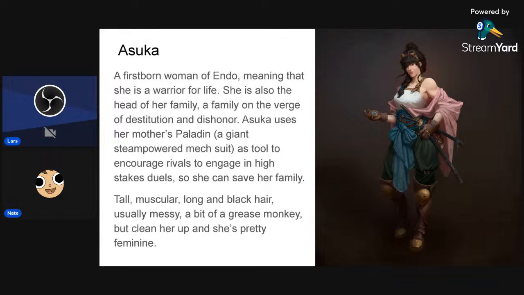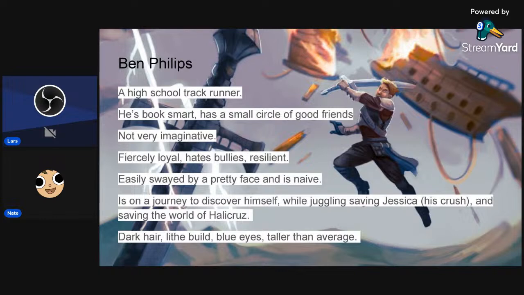Let us move on right here. So Ben Phillips, real quick. This is another character from the Legend of the Ten Lords series. He's a high school track runner. He's book smart and has a small circle of good friends. He's not very imaginative, which isn't good in a story where your imagination is your superpower. If you're not very imaginative and you draw on your imagination for your magic, yeah, that's going to be kind of bad.